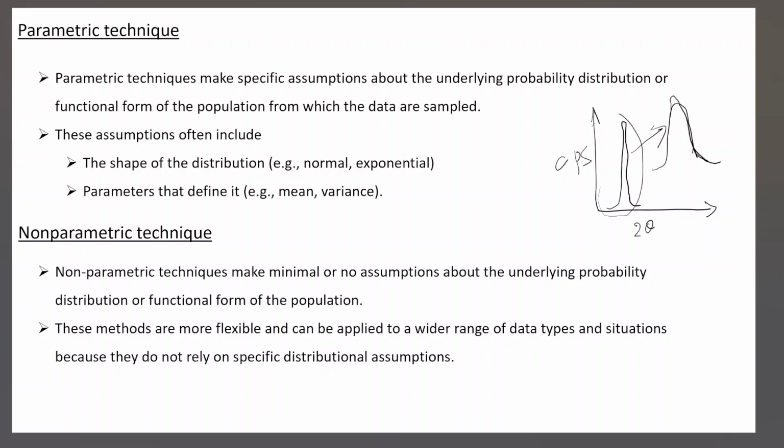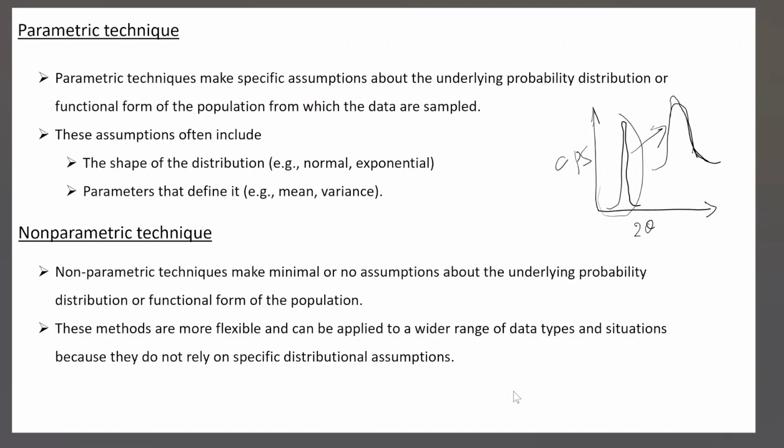So let's discuss the non-parametric technique. Non-parametric techniques make minimal or no assumption about the underlying probability distribution or functional form. This is similar to the moving average technique. All those techniques go along with the data, whatever data they get, and they just modify the function over the period of time. It doesn't make an initial assumption. Rather, it works based on the evidence from the upcoming data. So that is what a non-parametric technique is.